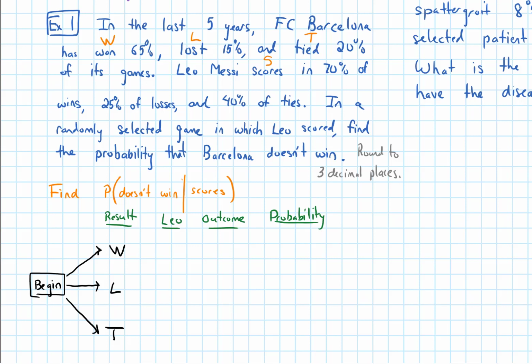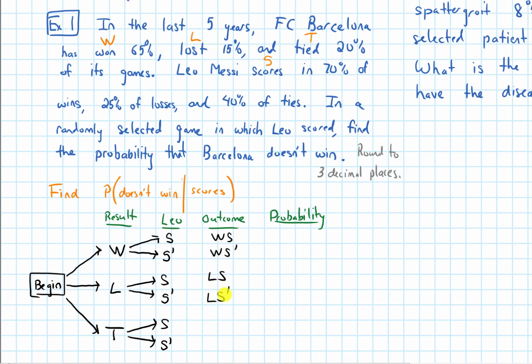Okay, so now from each of these branches, we write the outcome for Leo. Either he's going to score, which is S, or he won't score, which I can call S complement. Same thing from L, I could draw an arrow to S, him scoring, or to S complement if he doesn't score. And also from tie, either he scores or he does not score. Then we can form the outcomes: WS, WS complement, LS, LS complement, TS, TS complement. And now let's fill in some of these probabilities. In the first sentence, it says that Barcelona wins 65% of the games.